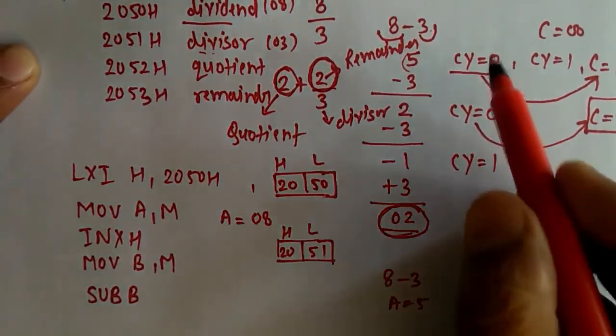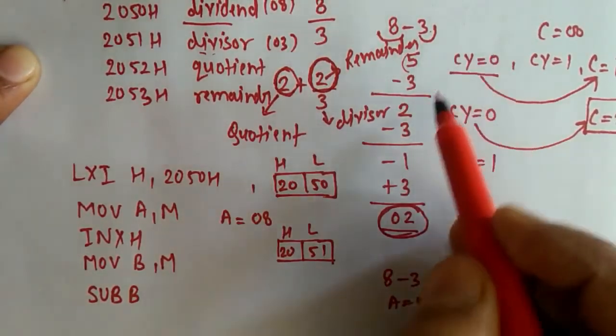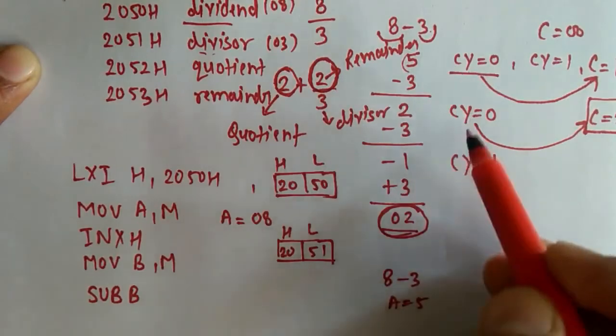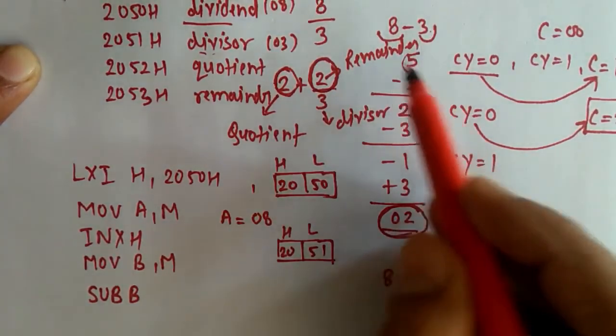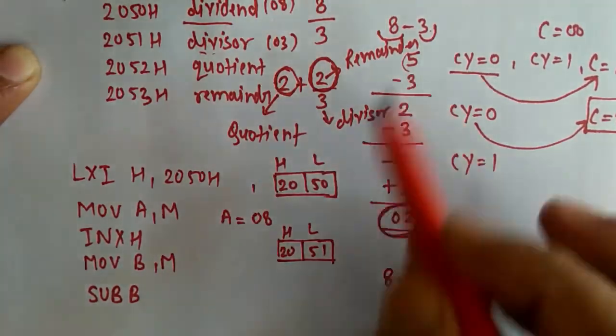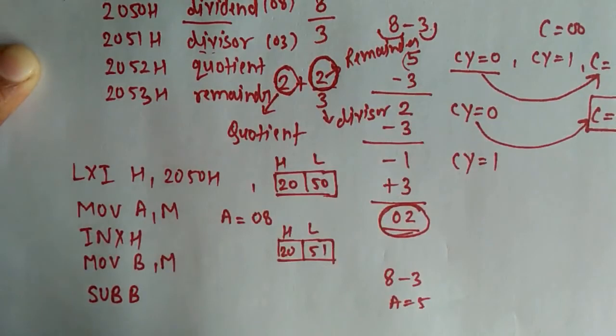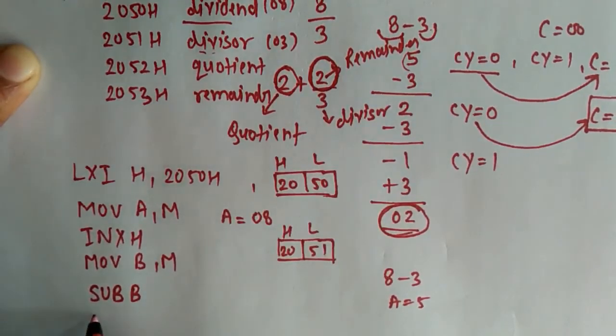And then, as I said, we will be checking for carry, and in this case when we are getting carry equal to 0, then we are again subtracting the divisor from the remainder in the accumulator. Okay, that means for carry equal to 0 we have to again subtract the value. So we will be using instruction JNC here. So JNC, and we will be going to repeat the subtraction.